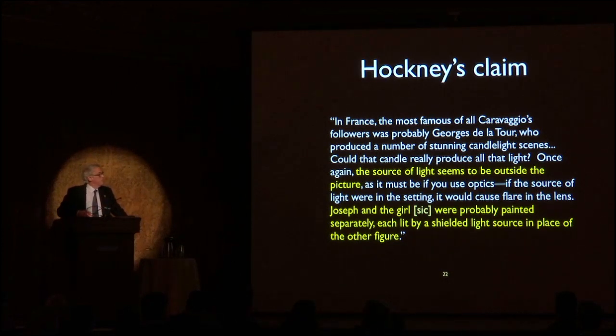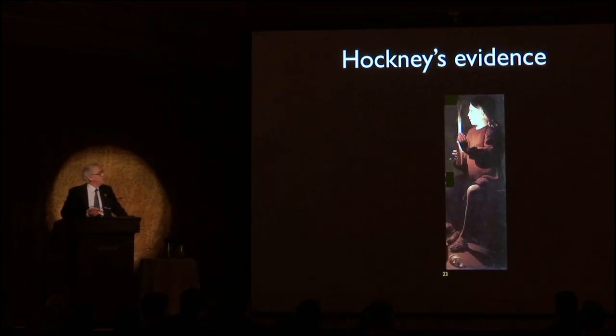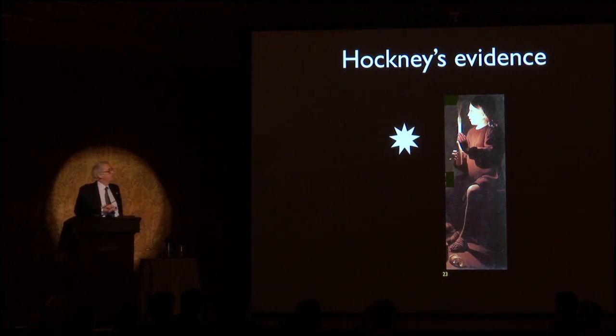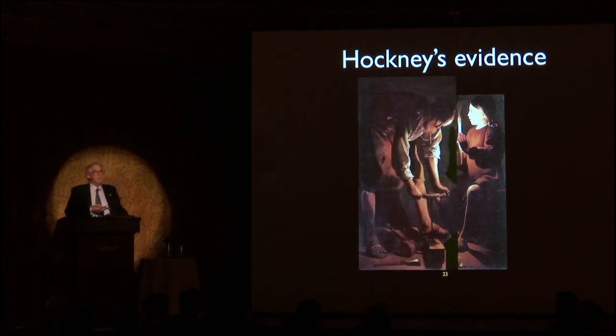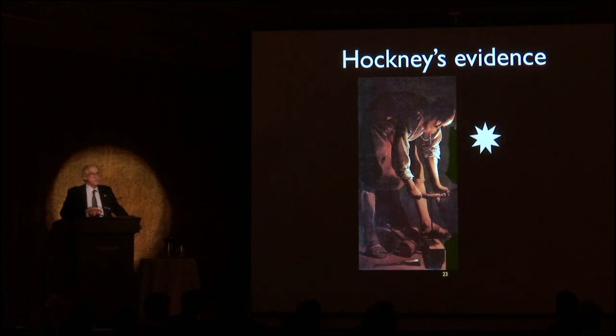If the source of light were in the setting, it would cause flare in the lens. Joseph and the girl, it's not a girl, it's Christ, were probably painted separately, each lit by a shielded light source in place of the other figure. So in his book, Secret Knowledge, he shows this. He says, when Christ was being painted, the light source was in place of St. Joseph. And when St. Joseph was being painted, the light source was in place of Christ, or outside the picture frame.